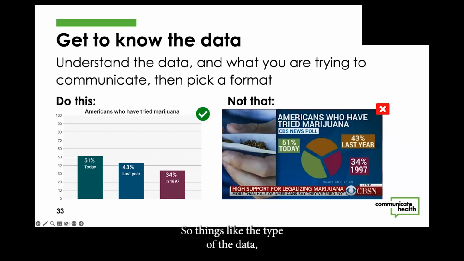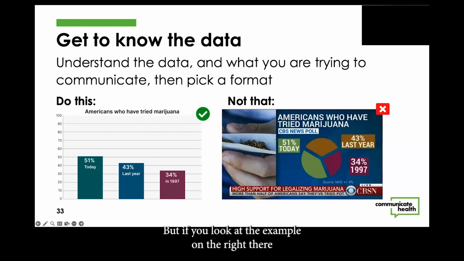So things like the type of the data, the scale or the level of measure, your communication purpose, all of those things influence which type of data visualization might be best for your purpose. So in this example here, we see that the results of a CBS poll are being communicated. And there are a few things that are problematic with the way these numbers are communicated.